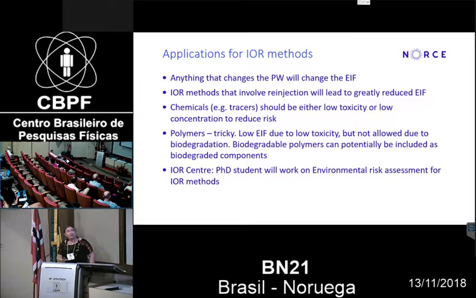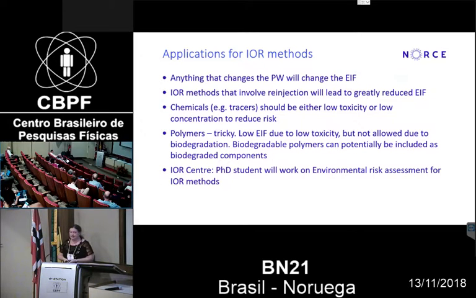Polymers, I don't know a lot about polymers. I know they're quite tricky because you have a low toxicity. So generally you would get no EIF from polymers, but at the same time they're not allowed because they don't biodegrade in Norway. So you have then biodegradable polymers. Maybe they can be included as biodegraded components because that's going to have a different risk factor than the polymer itself.